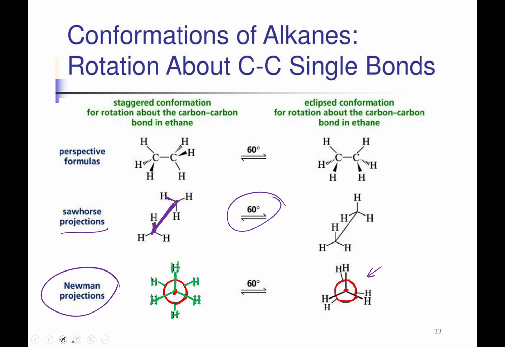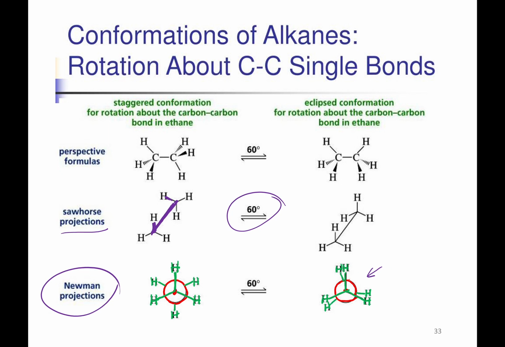And when they're eclipsed, we're trying to show it on a piece of paper, which we can't really do that well. But these hydrogens are directly behind each other. They actually eclipse each other. So there's 0 degrees difference in the angle between these planes. So there is no space between these hydrogens.